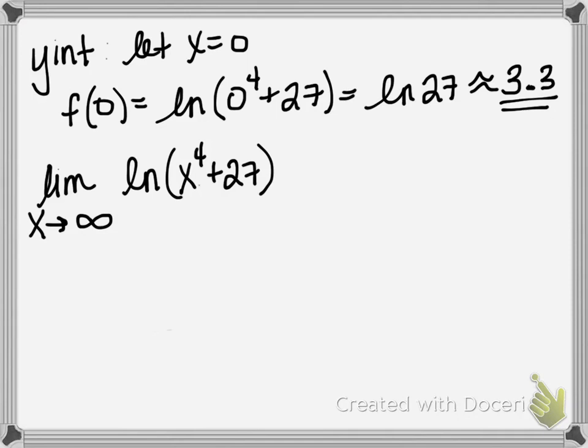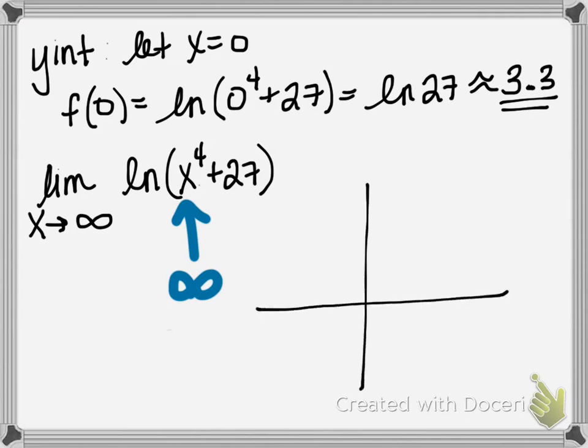So there's not any special algebra to be shown here. We just have to think about the behavior as x becomes a really, really large number. So if x is infinitely large, x to the fourth is also infinitely large. And therefore we're taking the natural log of an infinitely large number, which you can verify if you need to on your calculator, that when you do the natural log of larger and larger numbers, the output is also getting larger and larger.